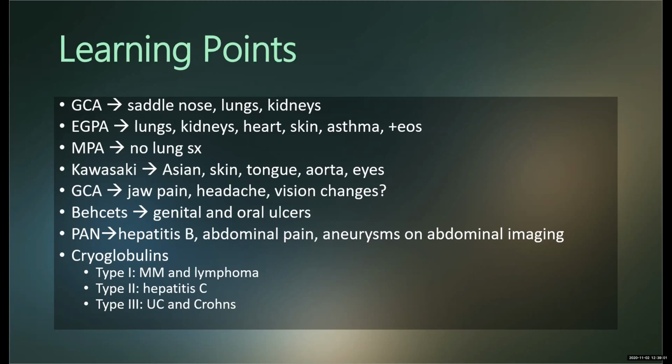With PAN, that was another medium vessel vasculitis. Hepatitis B active infection. They're going to present with abdominal pain. You're going to see those microaneurysms in the renal vasculature, so you might have some concurrent hematuria as well. Or they can present with abdominal pain secondary to mesenteric ischemia as well, even though we talked about that specifically with our large vessel involvement. And then finally, cryoglobulins. I talked about this more in the last lecture, but I just wanted to quickly review it again today.